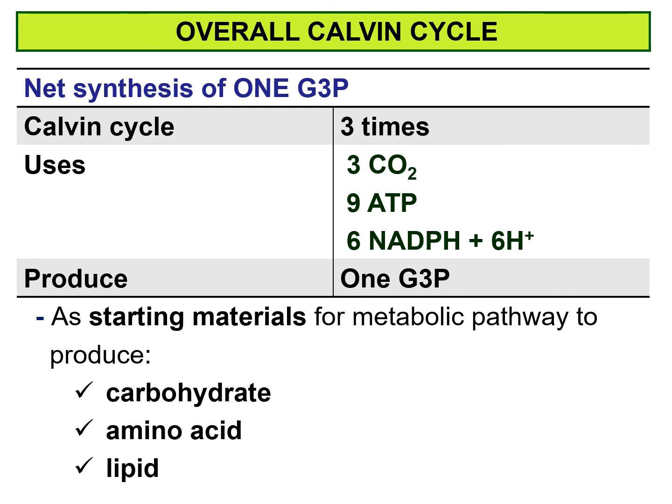Overall Calvin cycle, the net synthesis of 1 G3P uses 3 carbon dioxide, 9 ATP, 6 NADPH. So it will produce 1 G3P. In order to produce a glucose or a fructose, we need to times 2. So the G3P can be used to produce carbohydrate or amino acid or also lipid. Questions will always touch on carbohydrate.